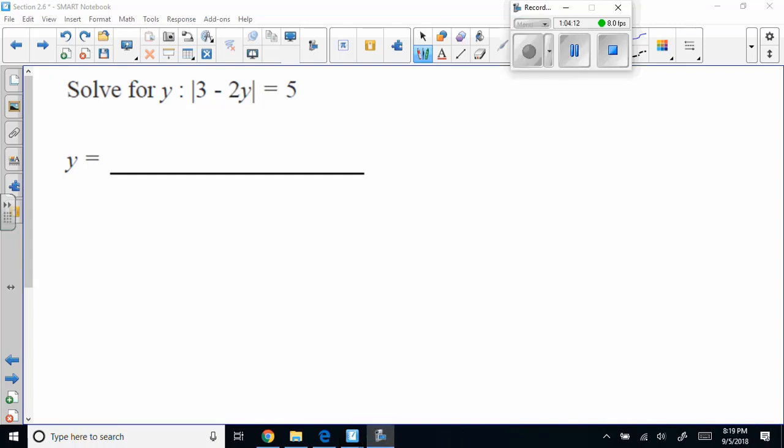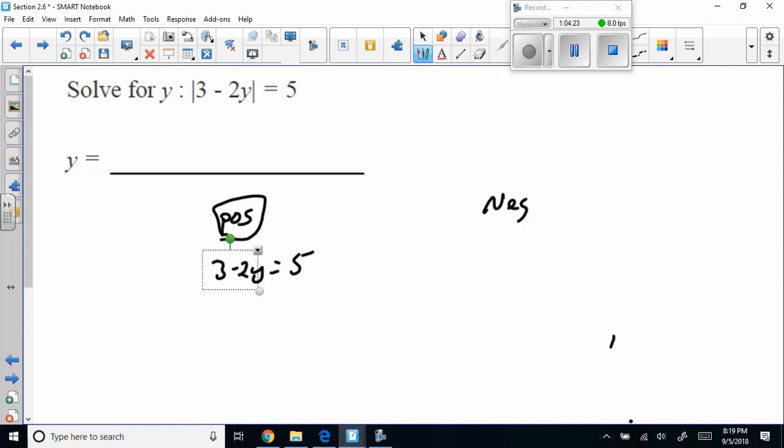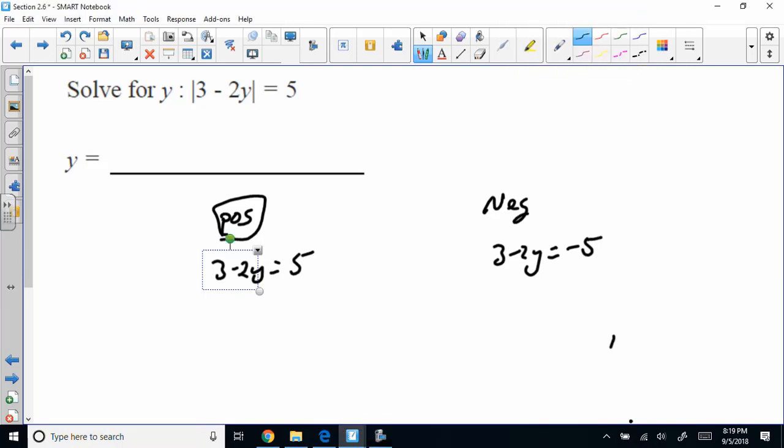Did you write your positive and negative? Your positive comes out and looks exactly like it, right? And then the negative is the absolute value with the right side being multiplied by negative, right? And in doing that, it left me with the 5 being a negative 5, right? So negative 2y equals 2. Of course, that's y equals negative 1, right?